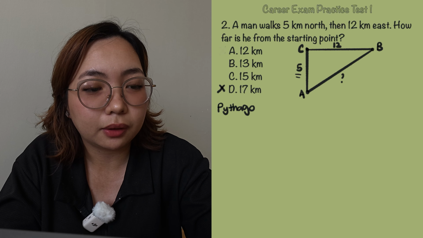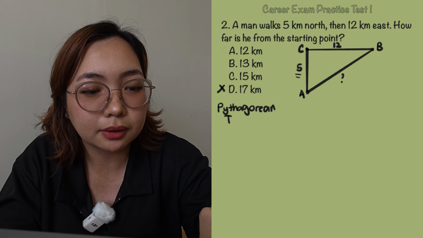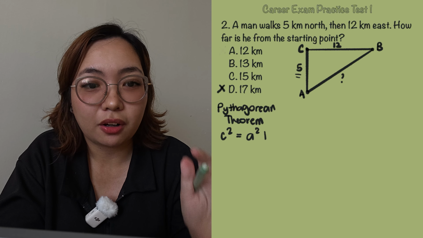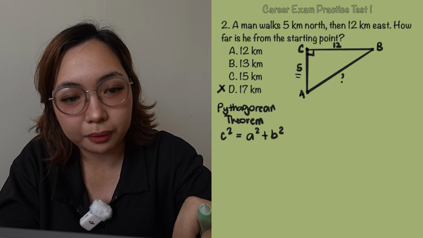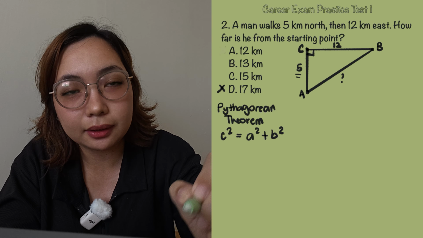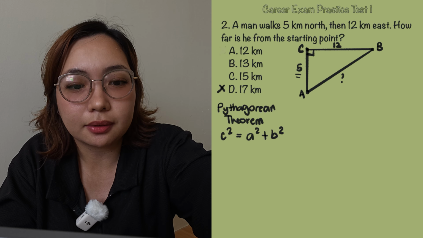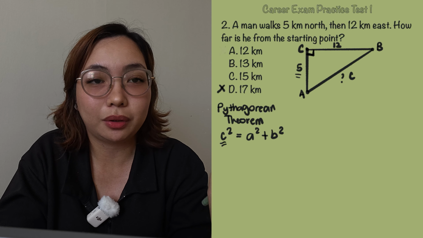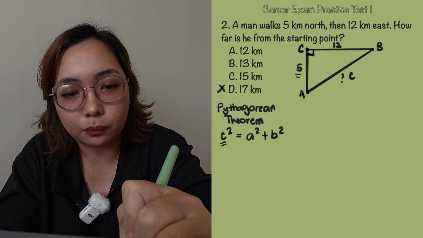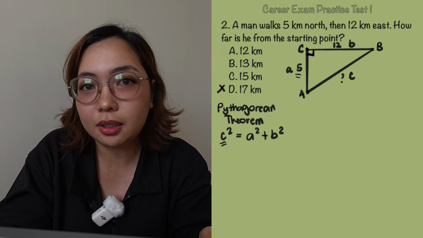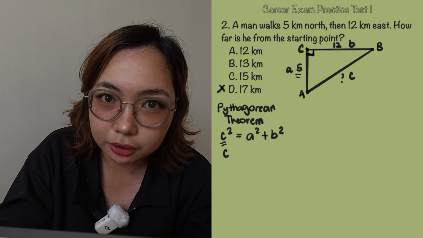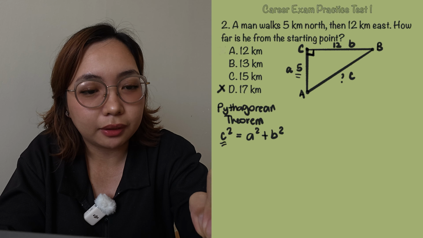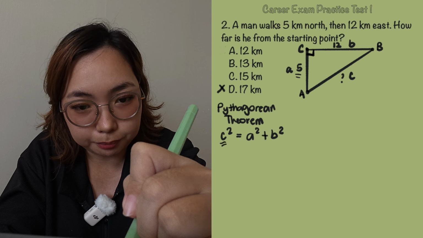C squared equals A squared plus B squared. What are C, A, and B? These are the sides of the right triangle. So for the Pythagorean theorem, we are always dealing with right triangles. So C is always the longest side, or what we call the hypotenuse. This one is the C. A and B can be interchanged. These are the two sides of the right triangle. So we have, let's say this is A and this is B.